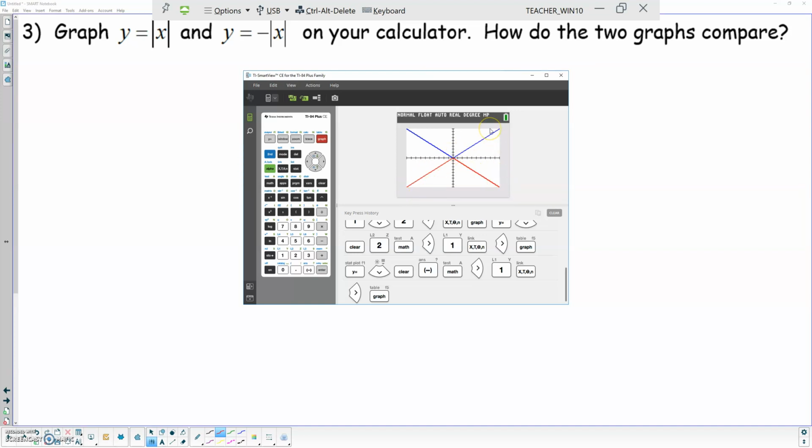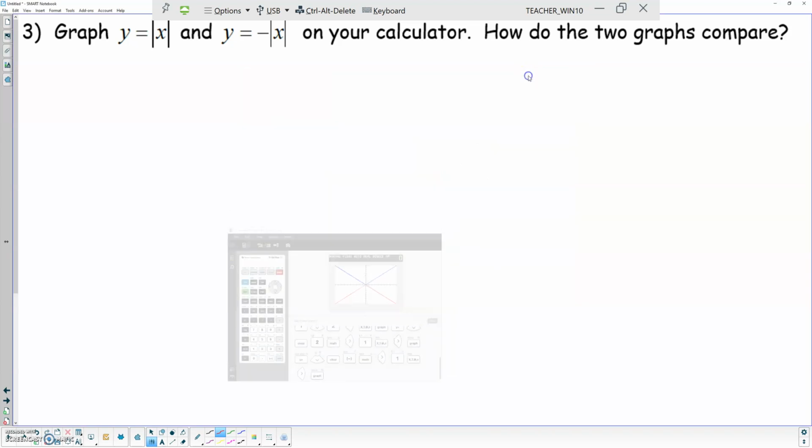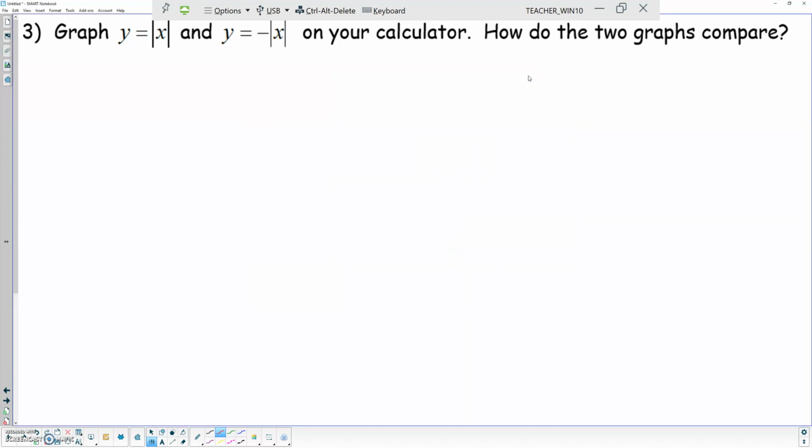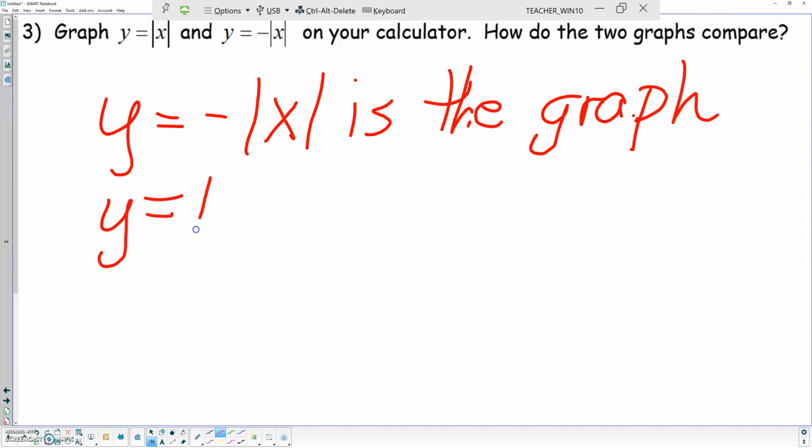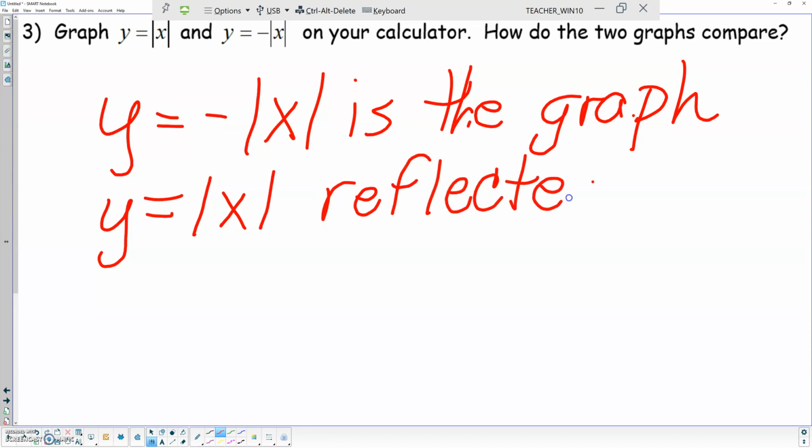So you'll notice that basically my graph flipped over the x-axis. All right, so when you stick a negative in front of the equation, you get a reflection over the x-axis. Okay, so here we're going to say y equals negative times the absolute value of x is the graph y equals the absolute value of x reflected over the x-axis.